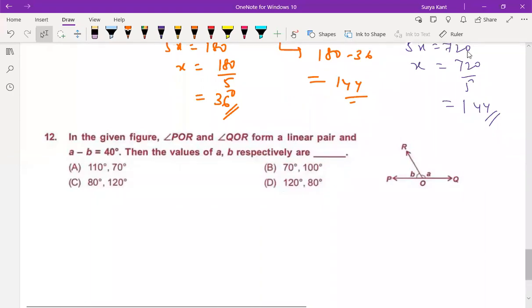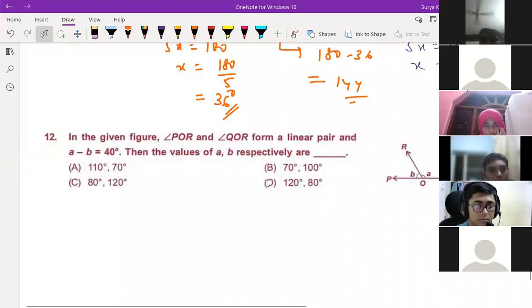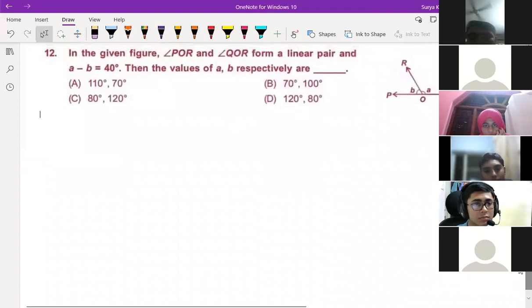You can't see the screen? Yes, sir. Now I can see. You're not able to see the screen.